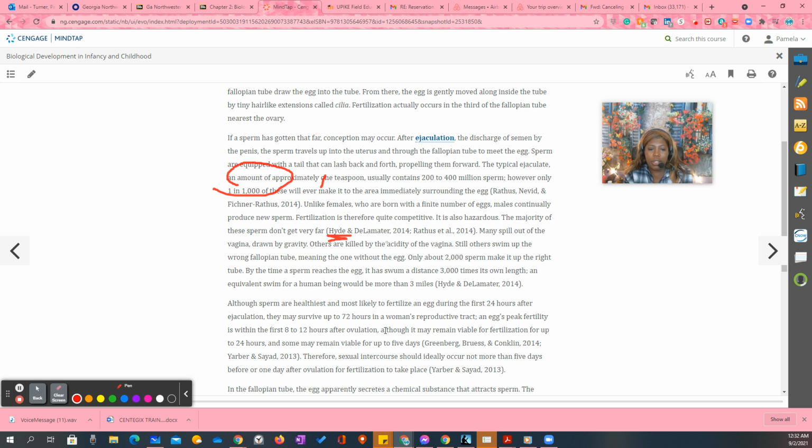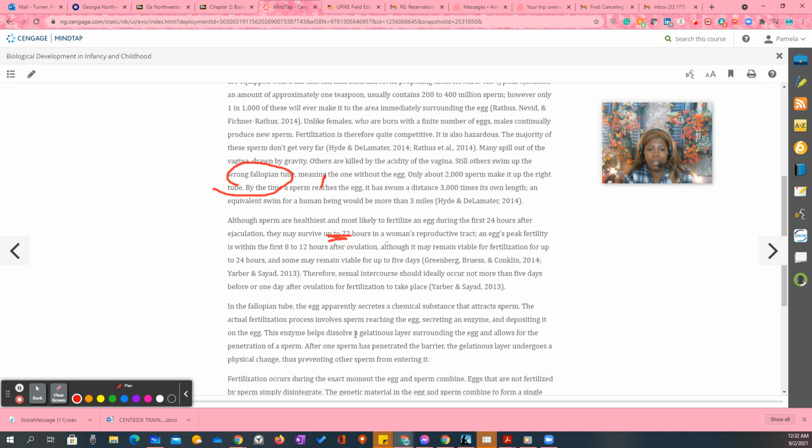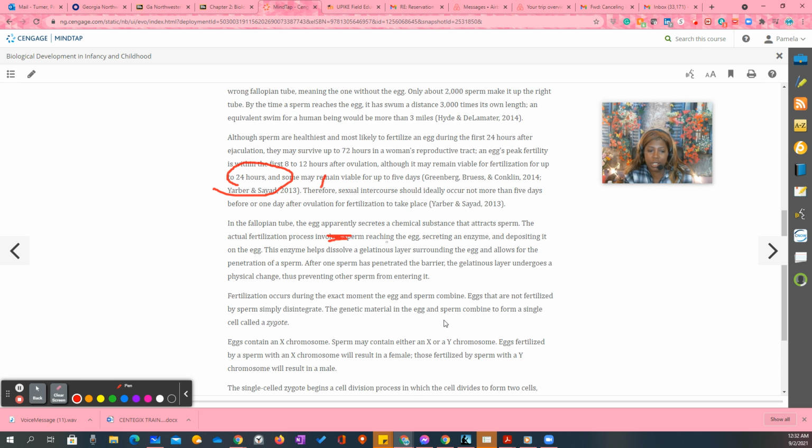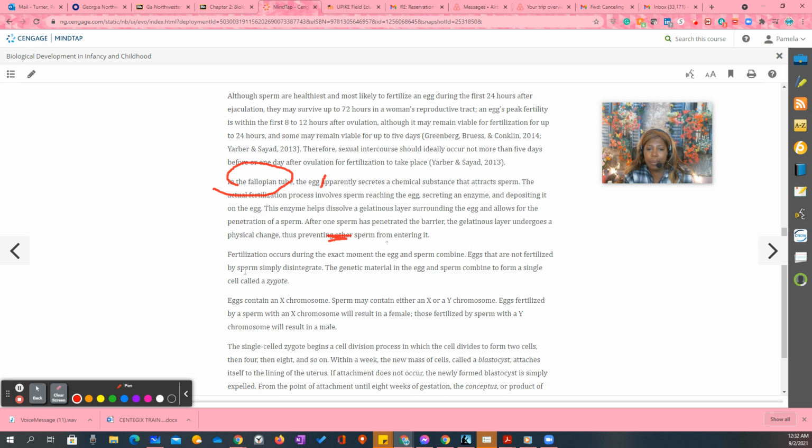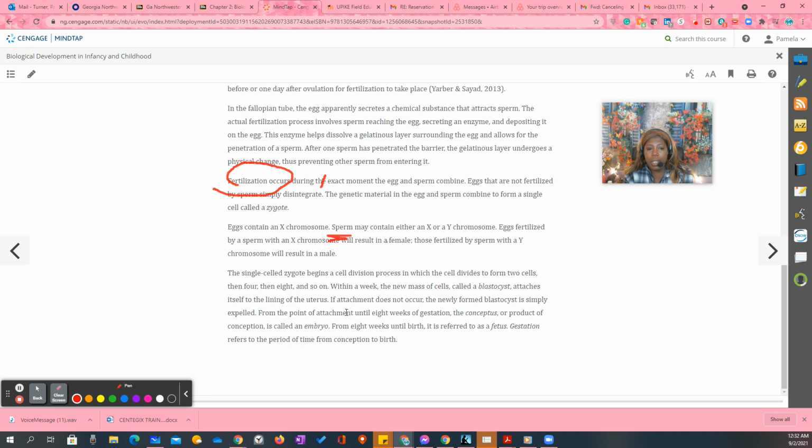Okay, so let's see here. The fallopian tubes track the sperm. It's called a zygote, right? Eggs that are not fertilized by the sperm simply disintegrate, they go away. And that first time it develops, it is called a zygote. So each one has an X and a Y.